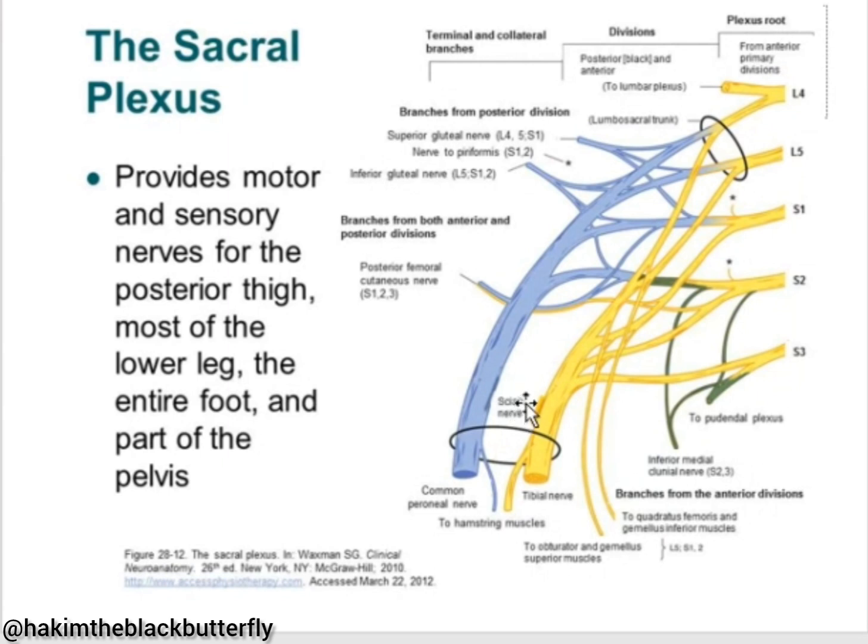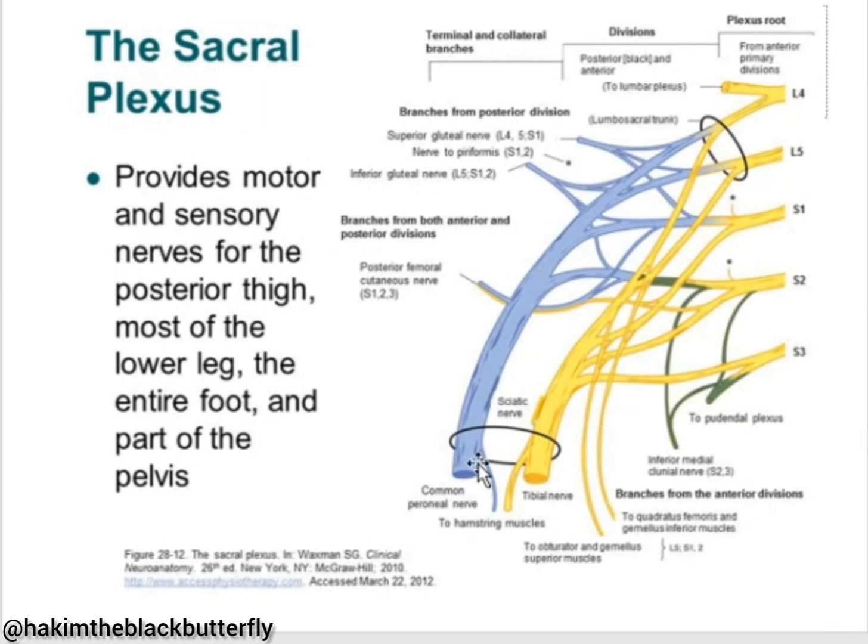This sciatic nerve supplies the muscles of the posterior compartment of the thigh, the muscles of the leg, and the muscles of the foot. It supplies most of the muscles of the lower limb, the sciatic nerve, made up of the common peroneal component and the tibial component.